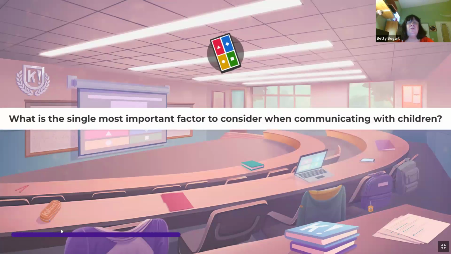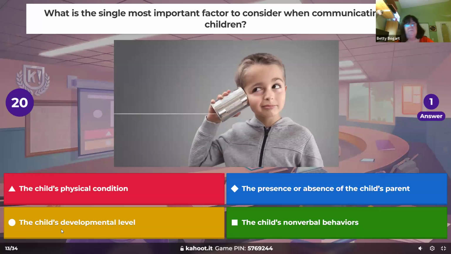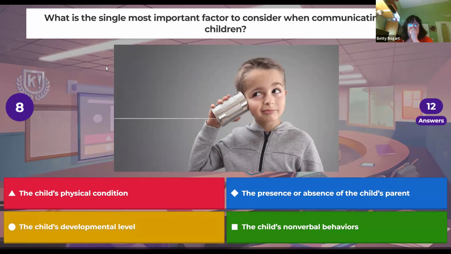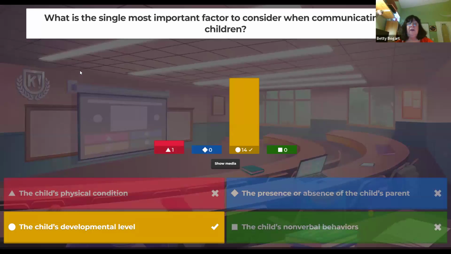What is the single most important factor to consider with communicating with children? And that's their developmental level. Yes, very good.